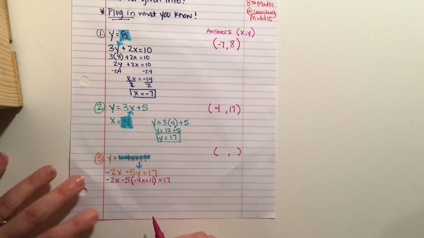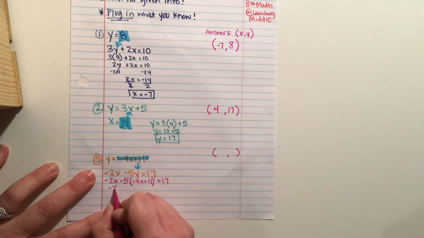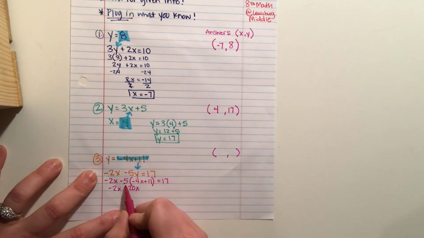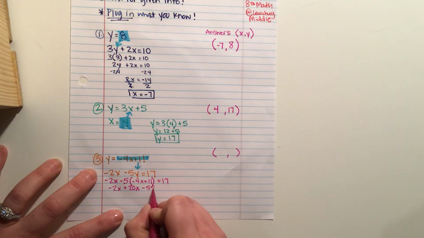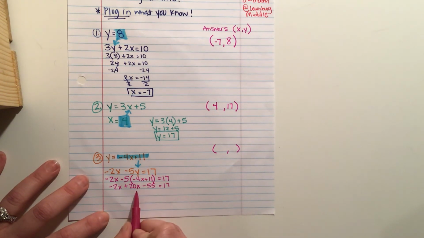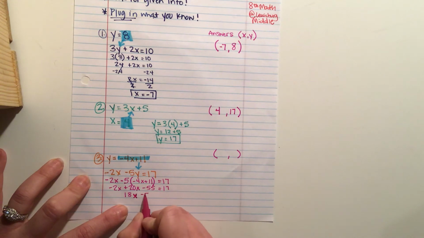So let's distribute and solve because we just substituted that in for that y. Negative 2x. All right, a negative times a negative makes a positive 20x. Negative 5 times positive 11 makes negative 55. Then bring down your equals 17. Now, you have some combining like terms to do before you can move on. Negative 2x plus 20x makes 18x. Bring down your minus 55 equals 17.